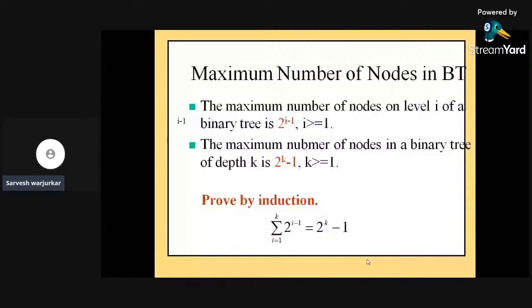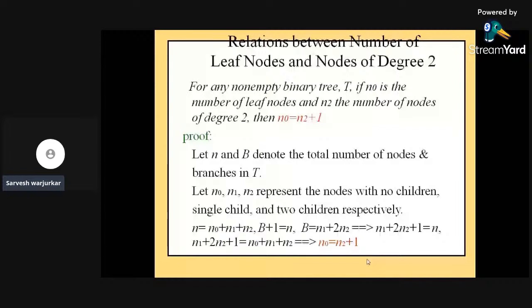By which method can it be proved? It can be proved by induction. The property concerns the number of leaf nodes and the nodes of degree 2. For any non-empty binary tree, if n0 is the number of leaf nodes and n2 is the number of nodes of degree 2, then n0 is equal to n2 plus 1.